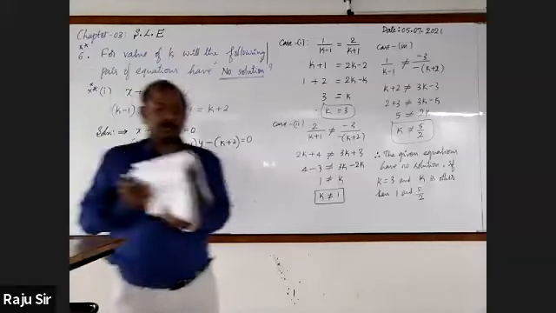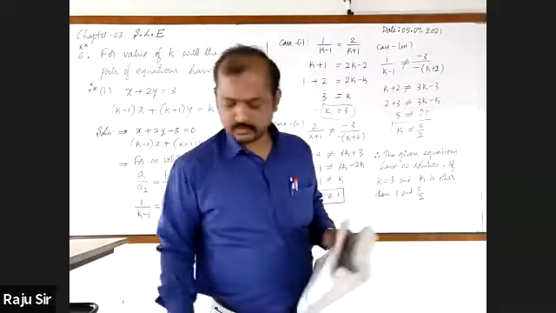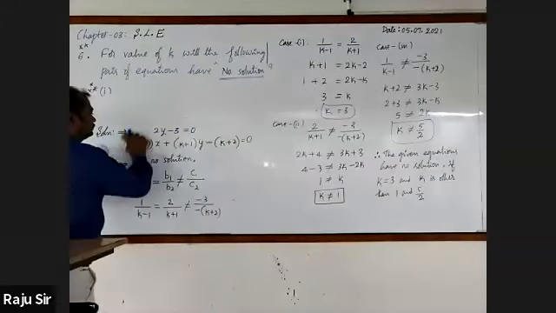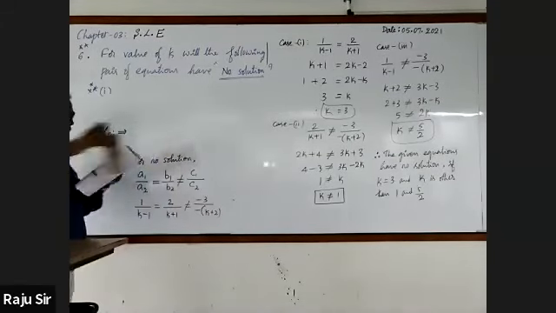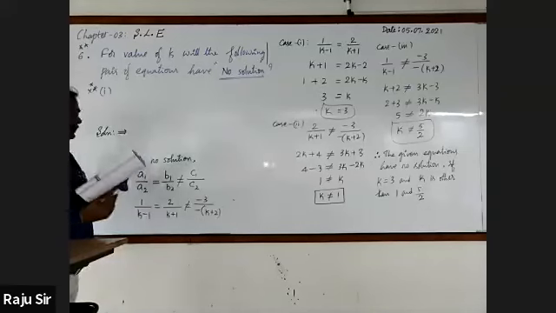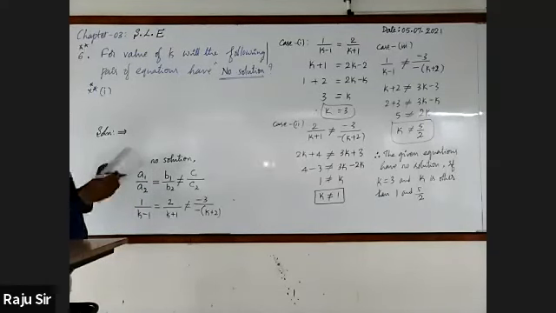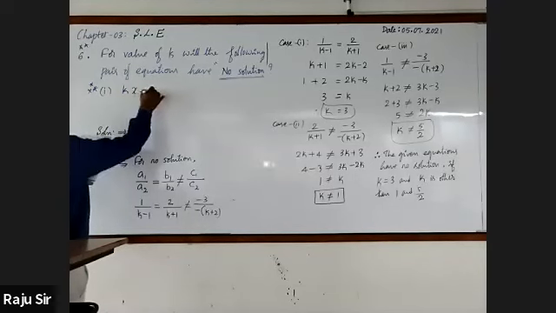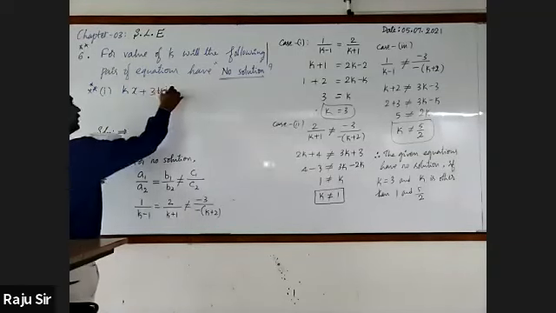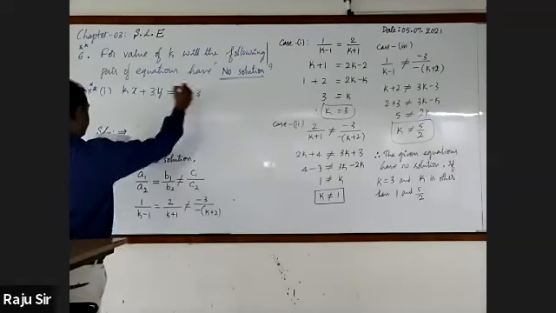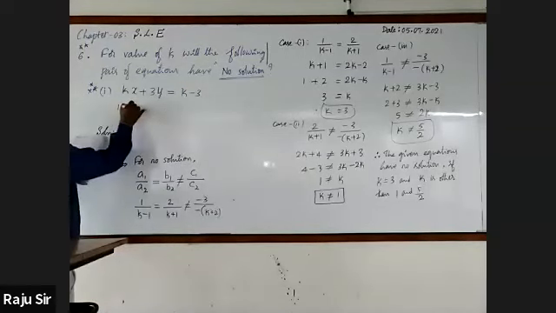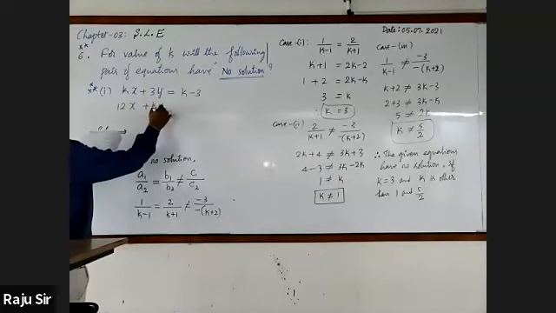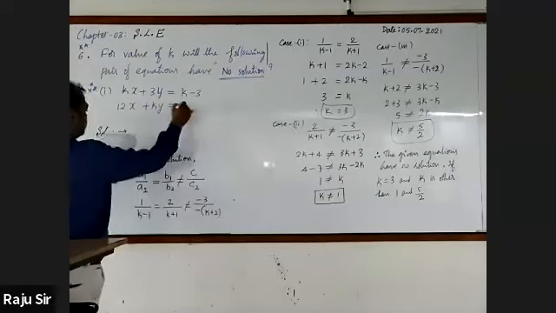Another one, a simple one. Second sub question. This is kx plus 3y equal to k minus 3. Second equation, 12x plus ky equal to k.